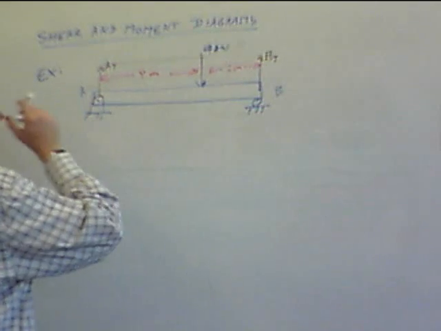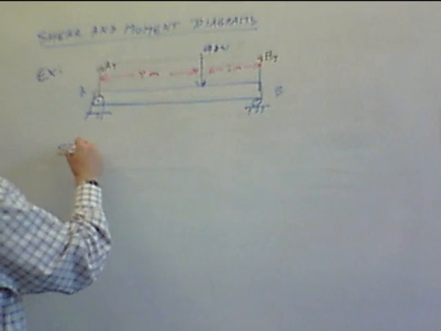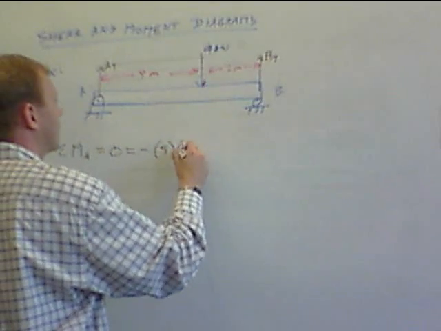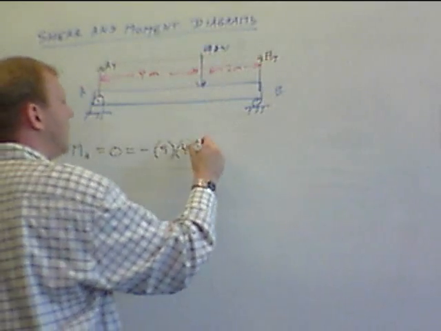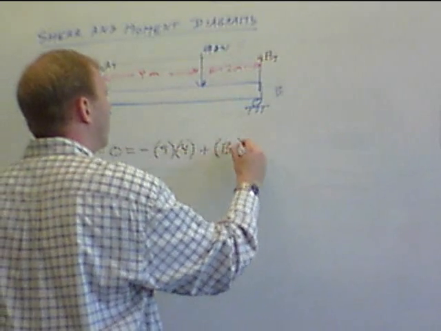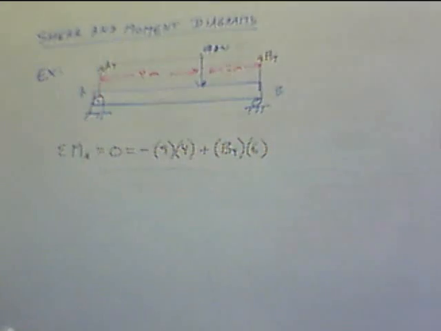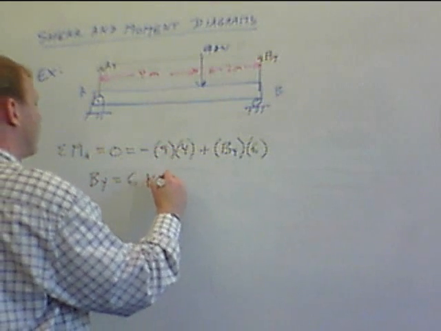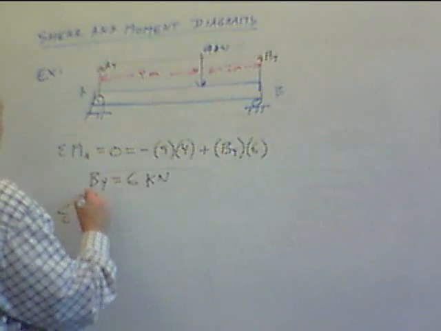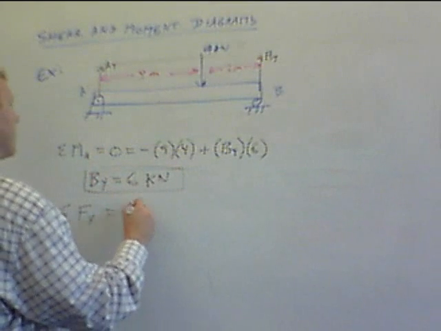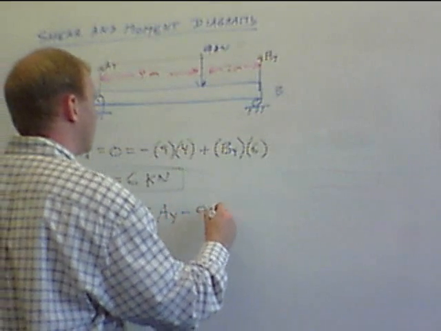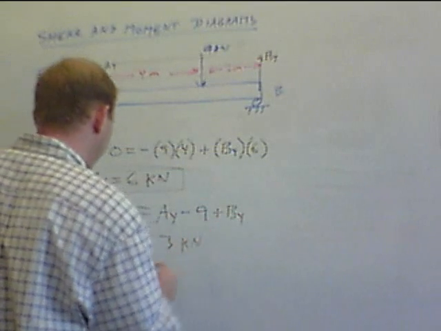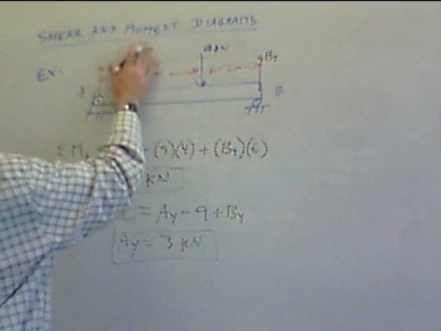Okay, two unknowns in the Y. Summation of moment about point A equals 0 is minus 9 times 4 for the clockwise moment due to this guy, plus BY times 6. Okay, this gives us that BY is equal to 6 kilonewtons. Summation of forces in the Y equals 0 is AY minus 9 plus BY. This gives us that AY is equal to 3 kilonewtons. So I'll label those in there.